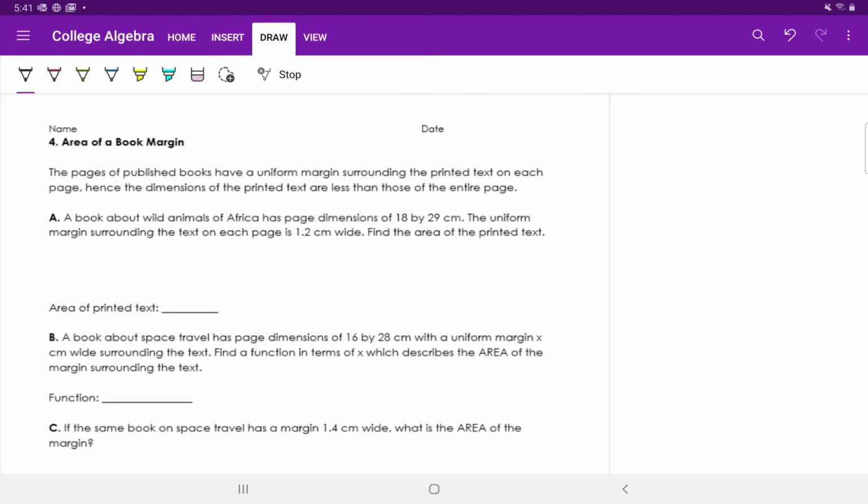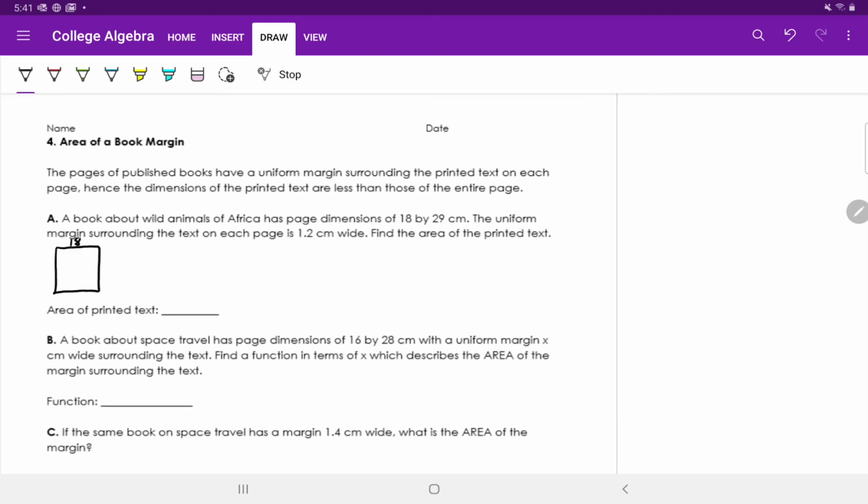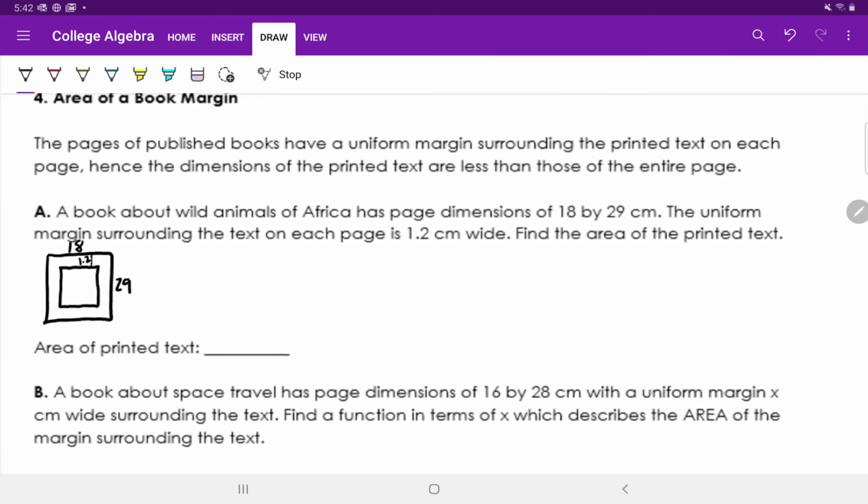Number 4 is a word problem that has to do with the area of a margin. So we've got a page of a book that is rectangular, and they give us the dimensions of the page. So 18 by 29. Then they tell us that the text only takes up a certain portion of it. There's a uniform margin around the outside, and the uniform margin is 1.2 centimeters wide. So this distance is 1.2. And they want you to find the area of the printed text.